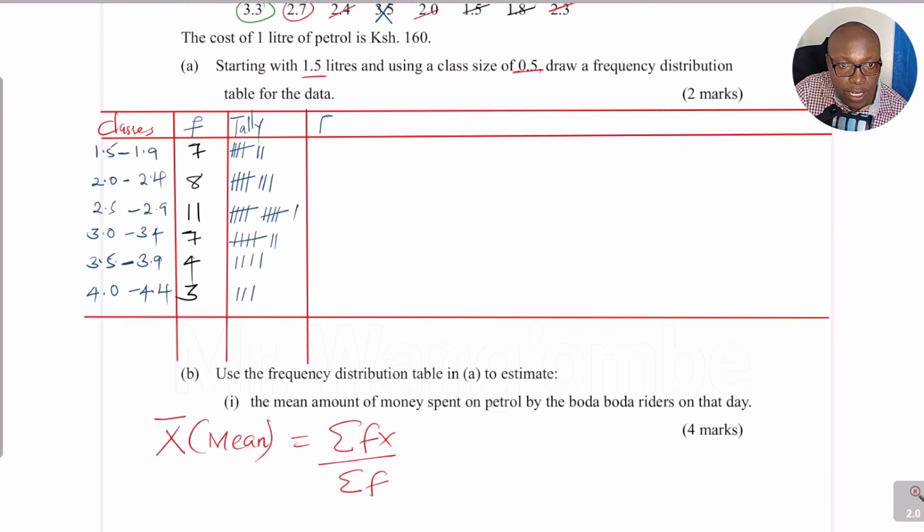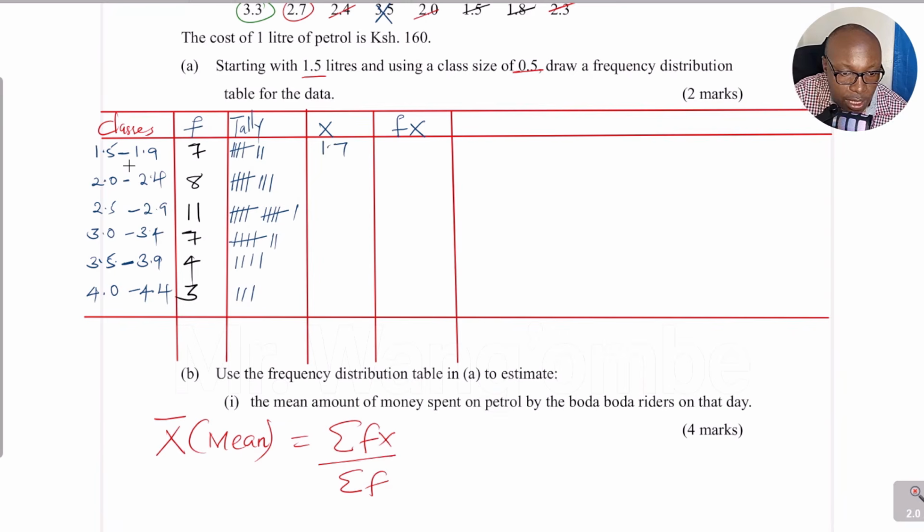And before we get fx, we need to get x. X is the midpoint. X will be the midpoint of these classes. So we get the midpoints. So this is how we get the midpoint. For example, the first class, 1.5 to 1.9, you simply add 1.5 plus 1.9, and then you divide by 2. You're getting the midpoint. That will be 1.7. So you get 1.7 for that class.